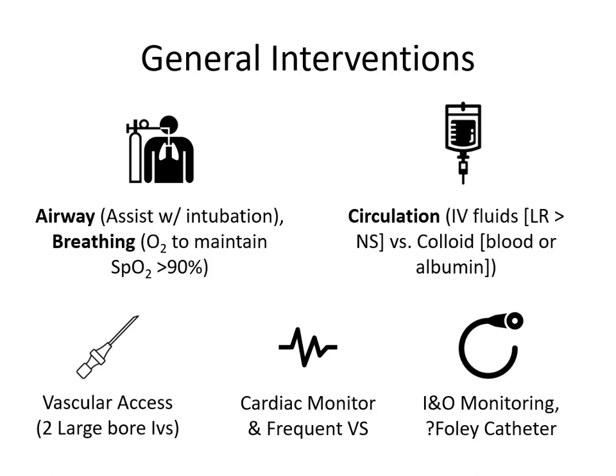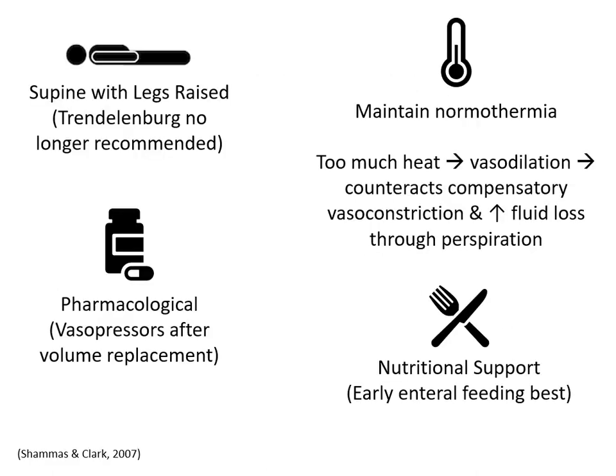Monitor I&O and potentially consider a Foley catheter. For positioning, it's generally recommended to maintain the patient supine with legs raised. The Trendelenburg position is no longer recommended. Maintain normothermia. Too much heat contributes to further vasodilation, which counteracts any compensatory vasoconstriction and increases fluid loss through perspiration.